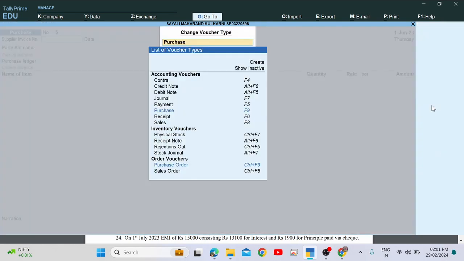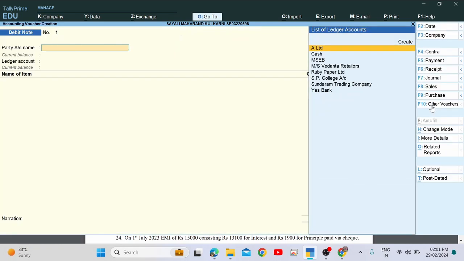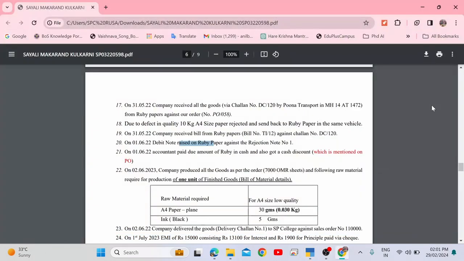So in other vouchers, check where is the debit note. I think so, there is the debit note. Alt F5, somewhere you will get it. Now select debit note. What they are saying here, raise the debit note. Debit note raised.